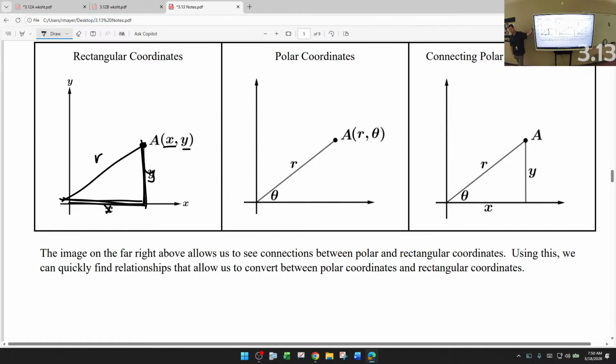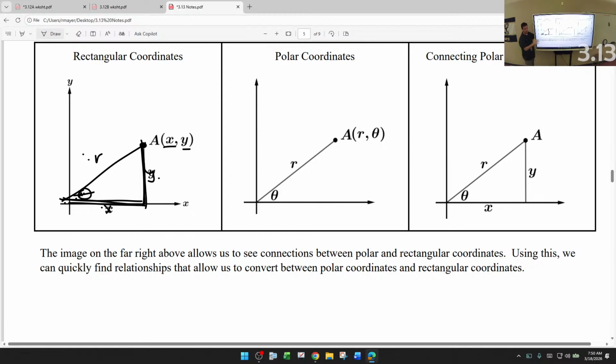X squared plus y squared is equal to r squared. We also know that cosine of this angle is equal to x over r. We know that sine of this angle is y over r. All this stuff you already know, SOHCAHTOA. It's used a ton in trig. We know that tangent of this is this over this.